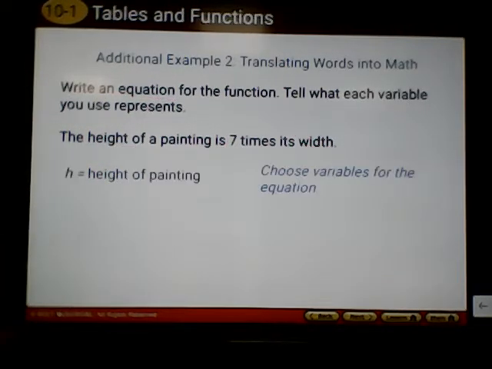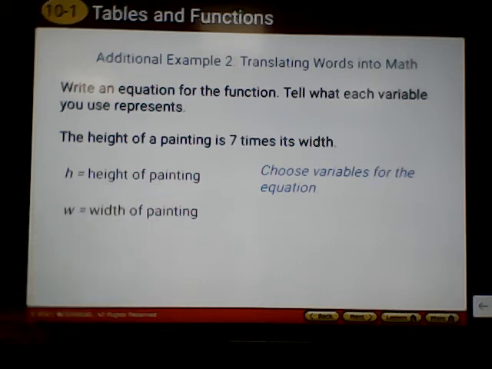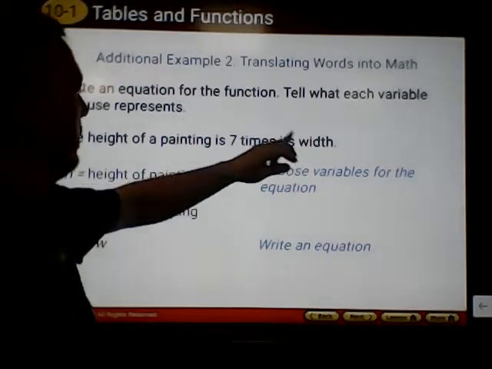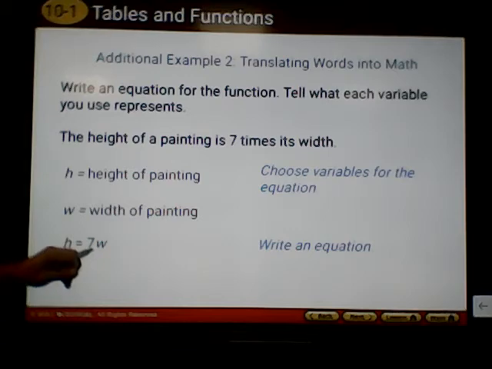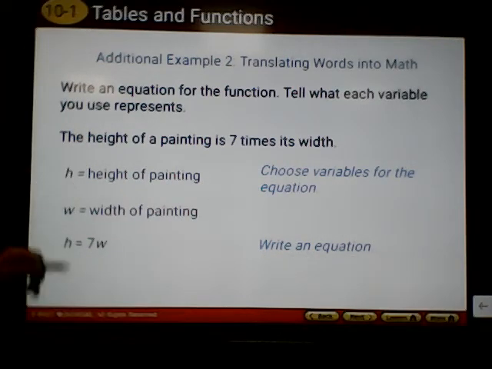It depends on what letter you use. They usually use H as the height of the painting. And they will probably use W for width of painting. You put height and width if you want. And then the equation is H equals 7W. If you use X and Y, it's fine as long as you tell me what X is and what Y is. And X has to be whichever one is next to the 7 represents the width, and whichever one is over here by itself represents the height.